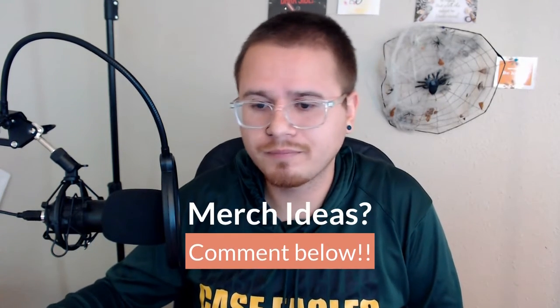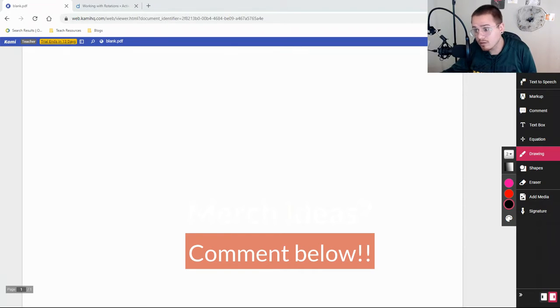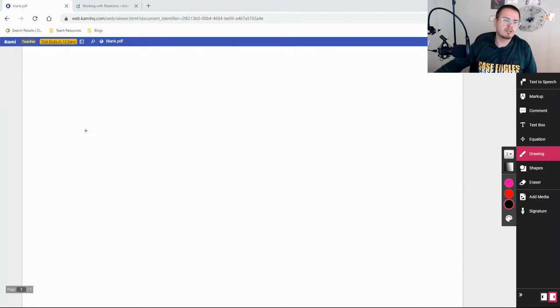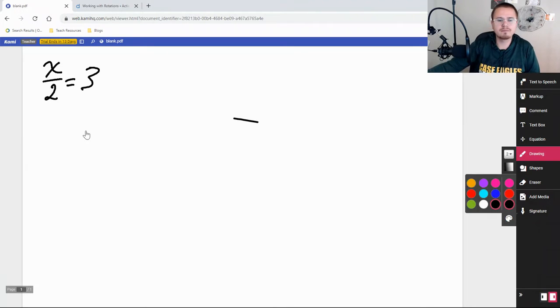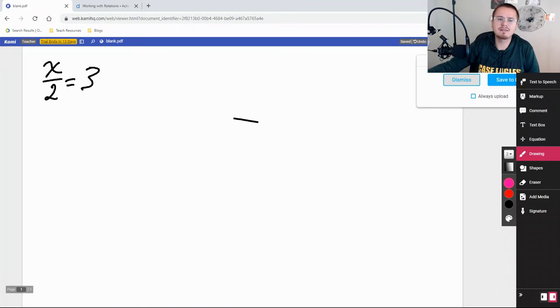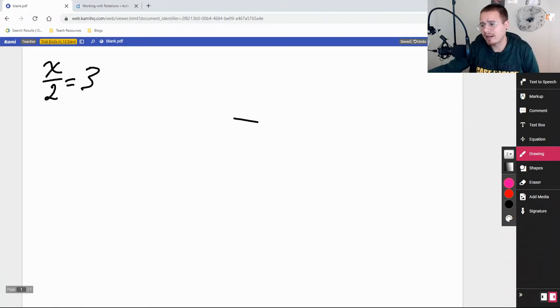But let's focus our efforts on undoing fractions. So what is a fraction? What is a fraction mathematically? It's just division. So if you have something like this, don't read it as x fraction 2, x over 2.